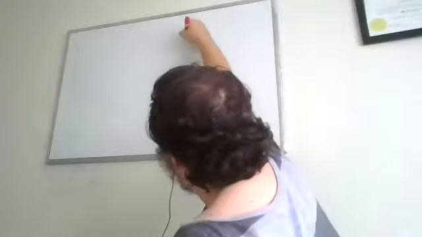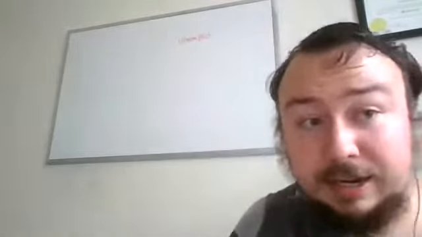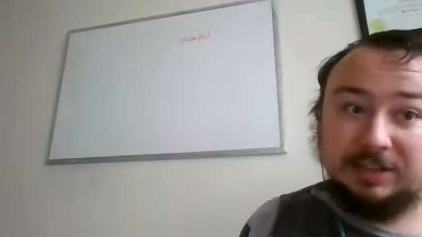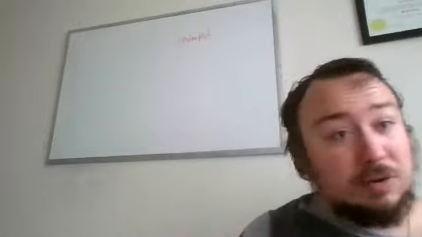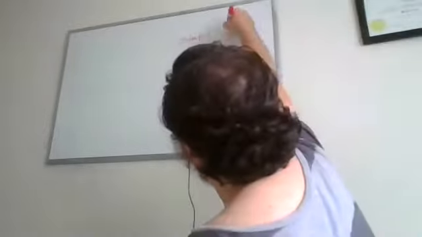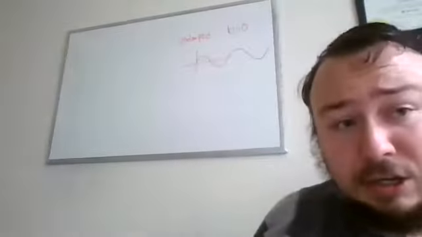So undamped is where you don't have any dampening at all. This would be like if your spring was oscillating in space or something like that, where there's no air resistance or liquid or anything like that. And that's just when your b equals 0. For that case, your motion will just be a constant sine or cosine function.